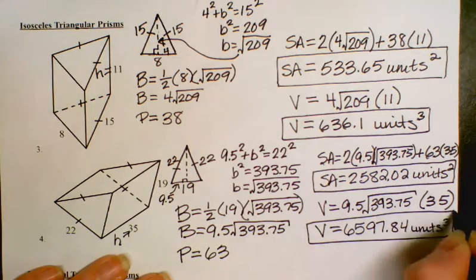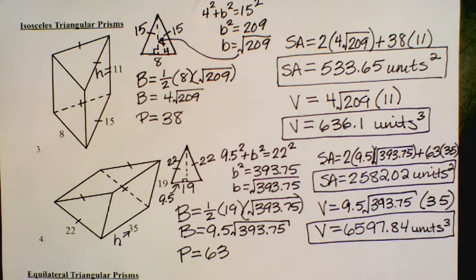And that completes finding the surface area and volume of a triangular prism whose base is an isosceles triangle.